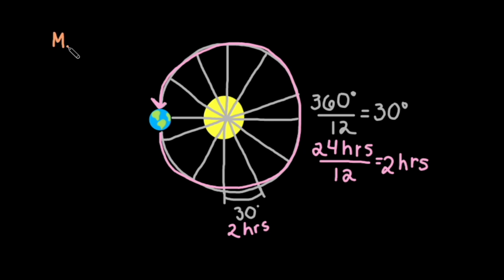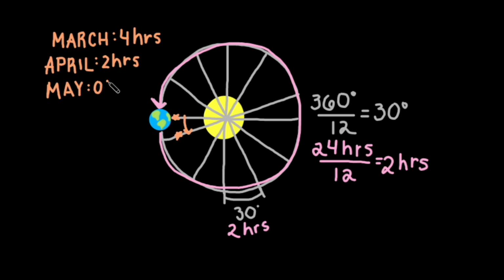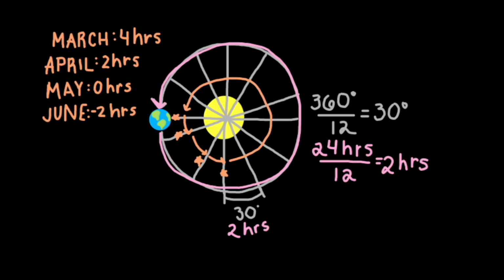That means that a star that rose 4 hours after the sun in March will rise 2 hours after the sun in April. In May, it will rise at the same time as the sun. In June, it will rise 2 hours before the sun. This continues throughout the year until the next March, when the star will once again be 4 hours behind the sun. With these coordinates, declination and right ascension, we can easily locate various objects in the sky.